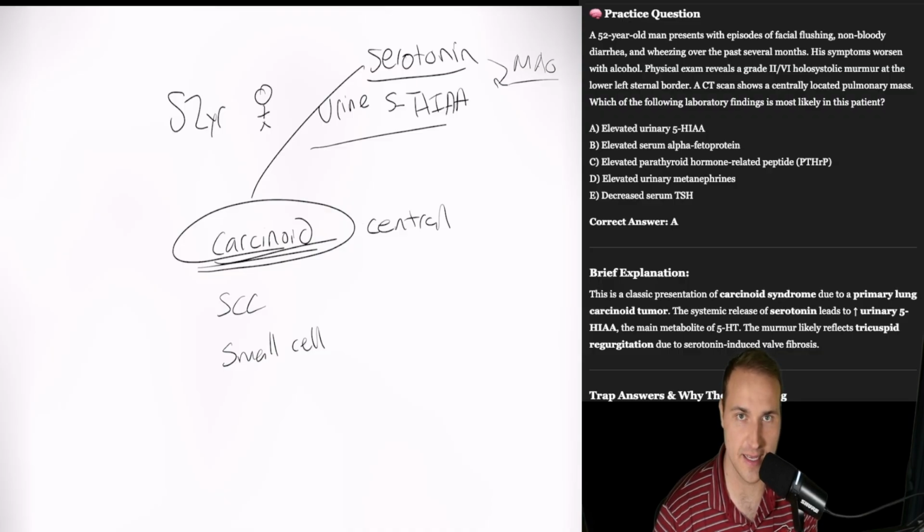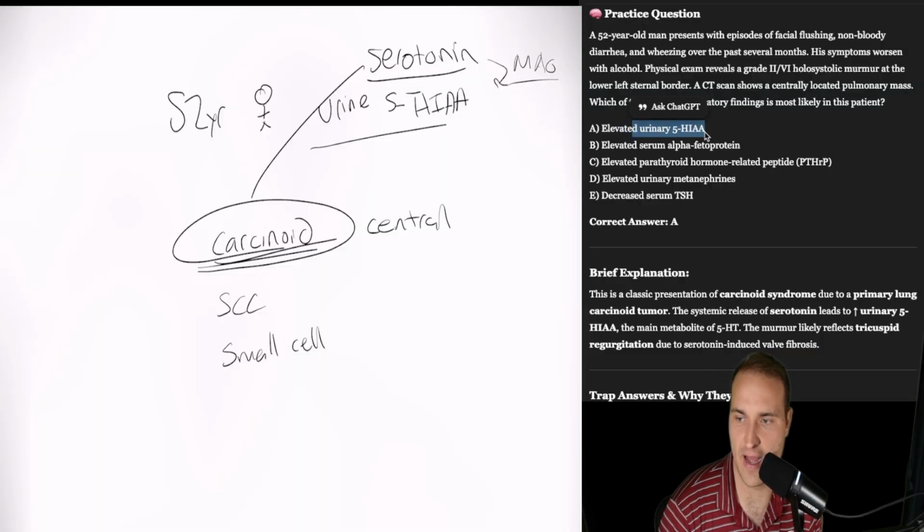And so centrally located, plus your flushing, diarrhea, wheezing, all that stuff, plus 5-HIAA means you get a pulmonary carcinoid tumor. So on test day, flushing, wheezing, urine 5-HIAA in a central lung mass, just click carcinoid tumor, you're finished, you did it. And so it's going to have that elevated urinary 5-HIAA because that is our main metabolite. And also serotonin can cause valve fibrosis. And that's the reason we had that murmur.